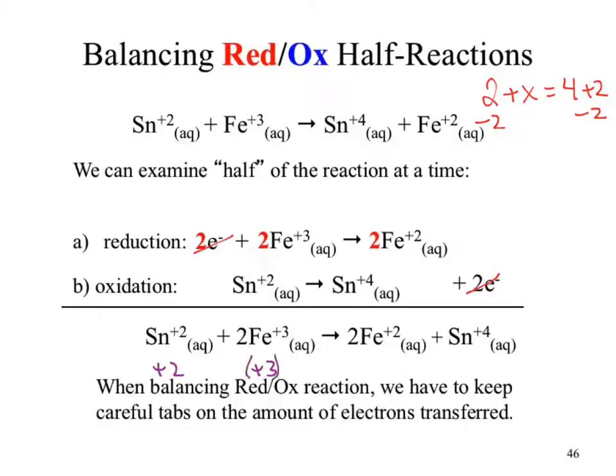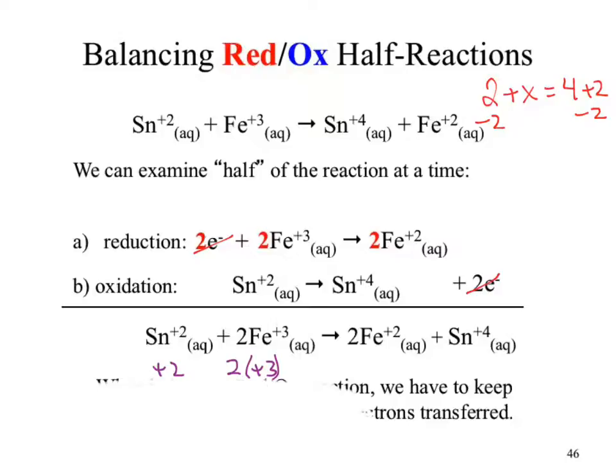Multiply that by 2. I have to multiply by 2 because there's 2 of them. So what is the charge now on the reactant side? 6. I have a plus 2 and a plus 6, so the charge is plus 8.